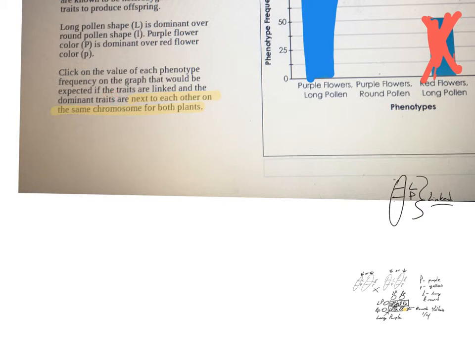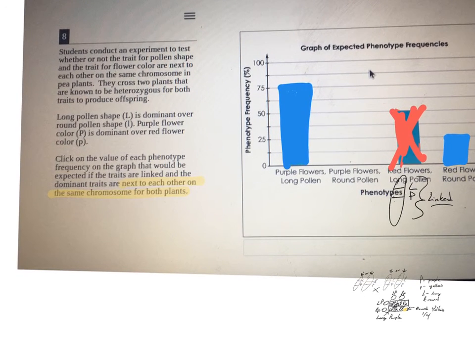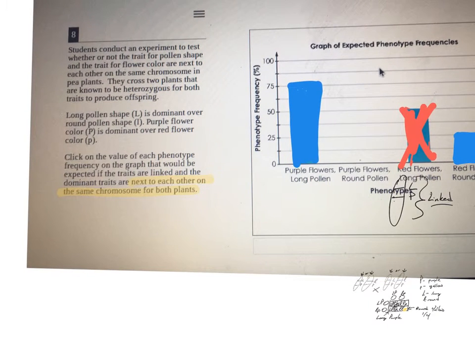Let me get the other highlighter out. They say, it's a little bit further up, they're linked, and the dominant traits are next to each other. The dominant traits, did you see that? The key here is that the dominant traits are next to each other on the same chromosome, and that they're heterozygous for both traits. So those 3 things, those are the 3 key points that they're telling you.